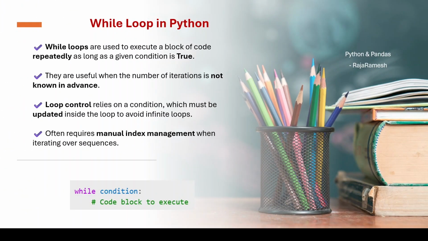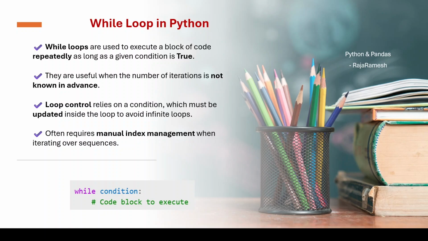So just to recap, while loops are used to execute a block of code repeatedly as long as a given condition is true. We have seen that. And while loops are useful when the number of iterations is unknown. We don't know how many times the loop is to be executed. So we have a condition and that may become false at any point of time in future. So in that case, you can depend on the while loop.